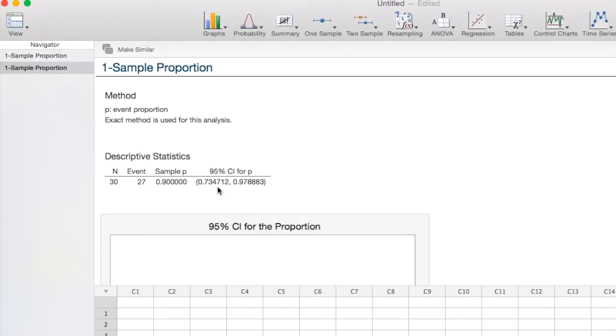Here's our 95% confidence interval for p. I am 95% confident that the proportion of all students who would pass this exam in the population is between 73.5% and 97.9%.